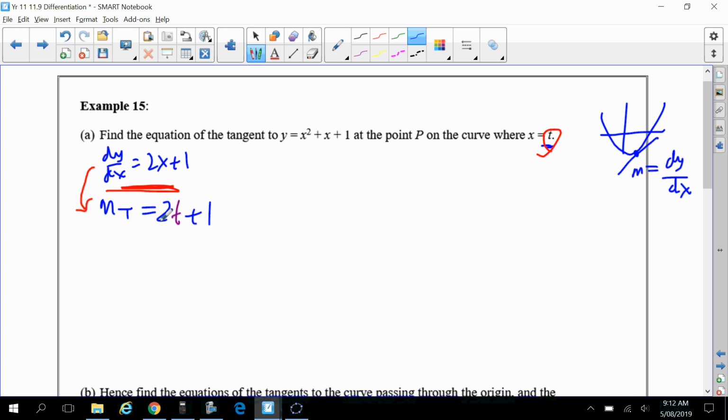Okay, so we've got the gradient, and then we have to find the point. The point is x1 comma y1. How do I get x1? We've already got t. That's your x1. What's the y? How do I get the y value? What do we do? Anyone? That's it. You substitute t in there.